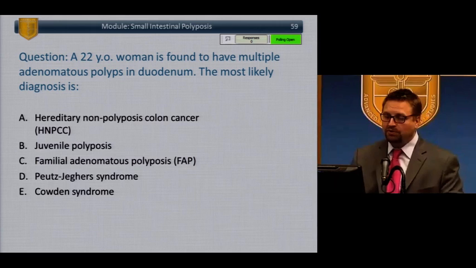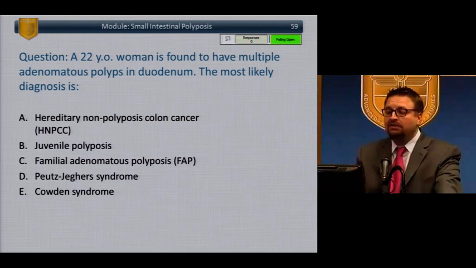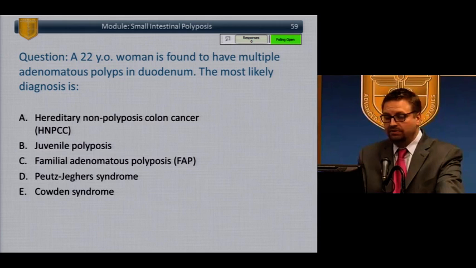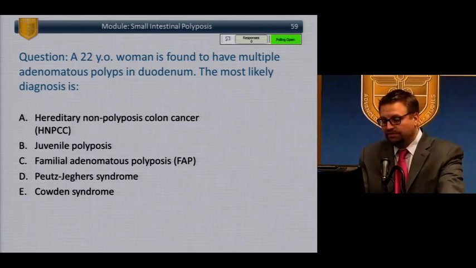Okay, more on polyposis. A 22-year-old woman is found to have multiple adenomatous polyps in her duodenum. Most likely diagnosis for her is hereditary non-polyposis colon cancer syndrome, juvenile polyposis, familial adenomatous polyposis, FAP, Peutz-Jeghers, or Cowden syndrome.